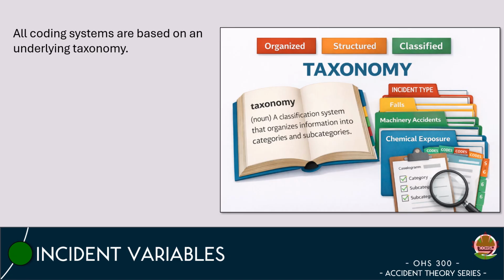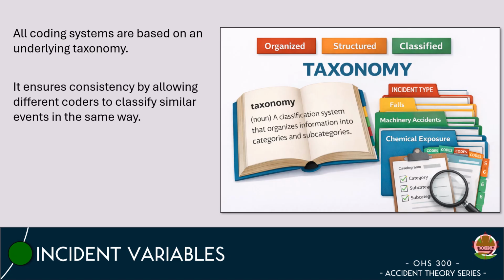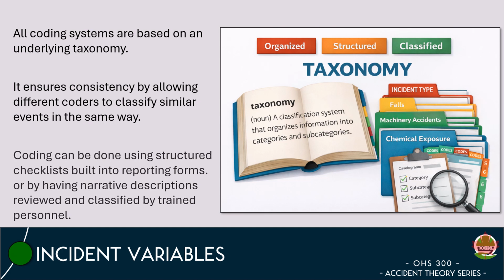Underlying all coding systems is a taxonomy, which can be thought of as a structured dictionary that defines every possible value a variable can take. The taxonomy ensures that different coders describe similar events in consistent ways, even when the original descriptions differ. Coding may be carried out through structured checklists built into reporting forms, or by having narrative descriptions reviewed and classified by trained personnel, such as safety professionals, compensation board staff, or hospital coders.